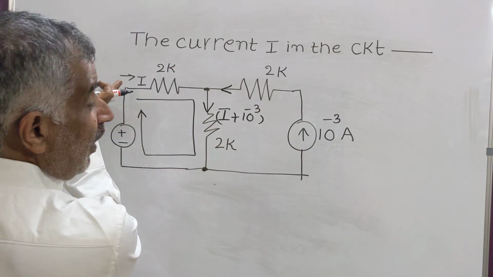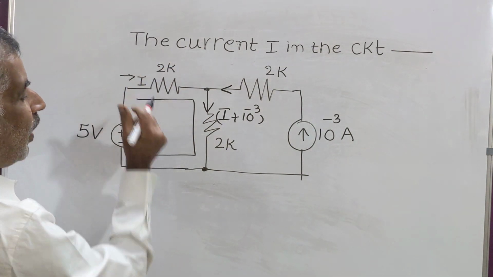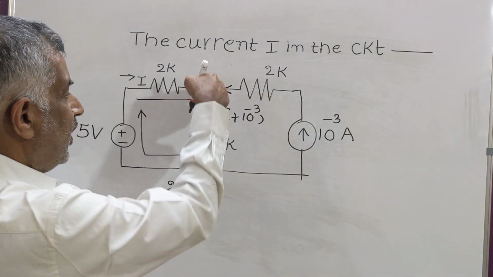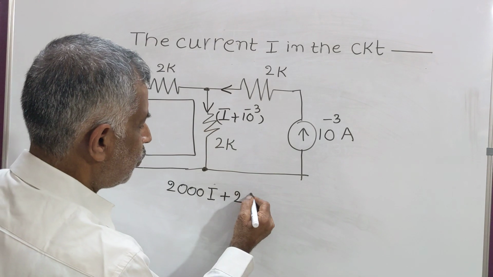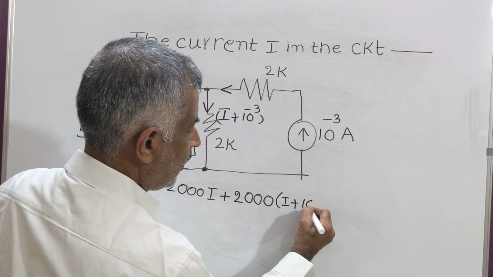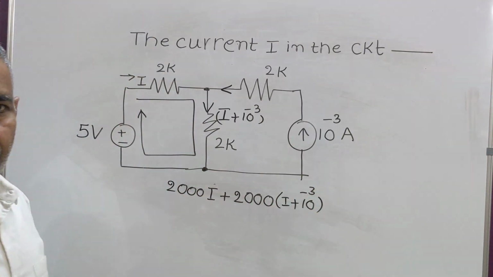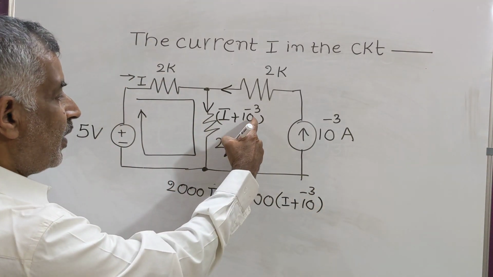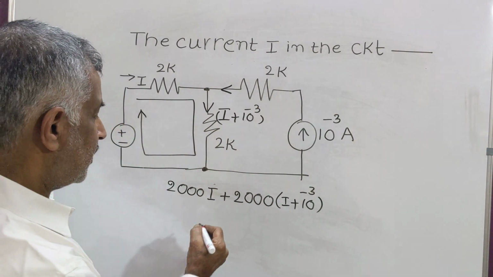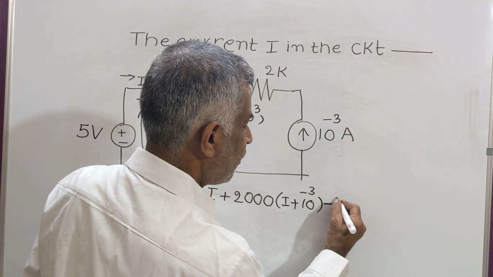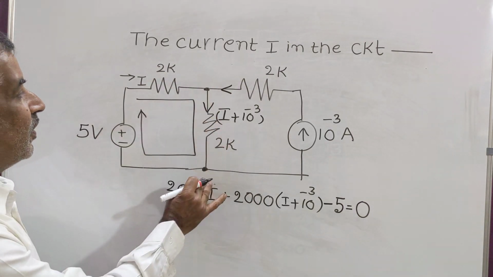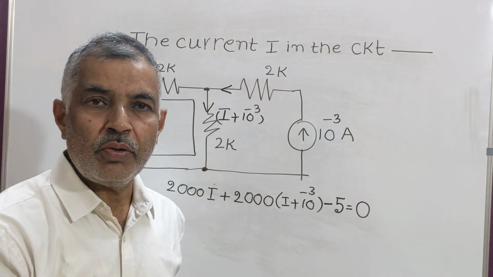Apply KVL. So 2000 into I, voltage drop. Next, the drop here is 2000 into (I plus 10 to the power of minus 3), that is I plus 1 milliamperes. Next, a rise in potential of 5 volts, so that is minus 5. Minus 5 equal to 0. So this is the equation resulting from KVL.